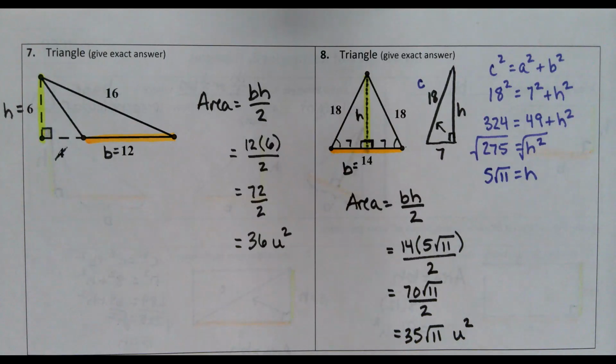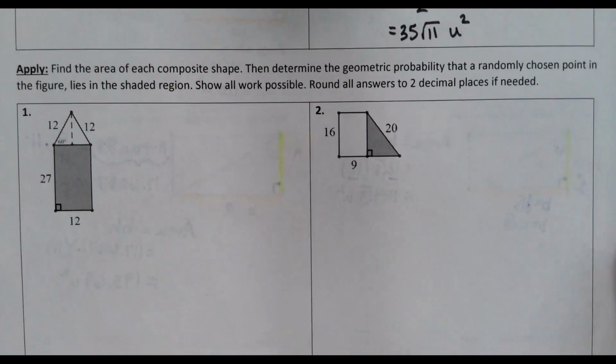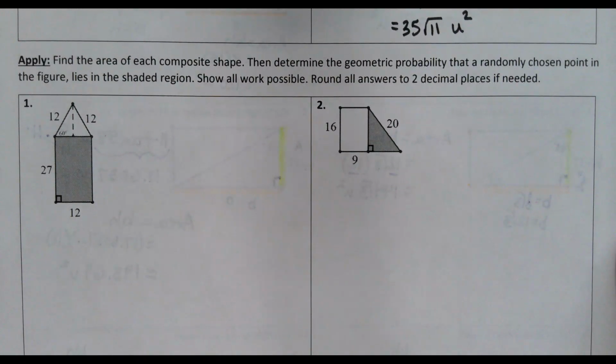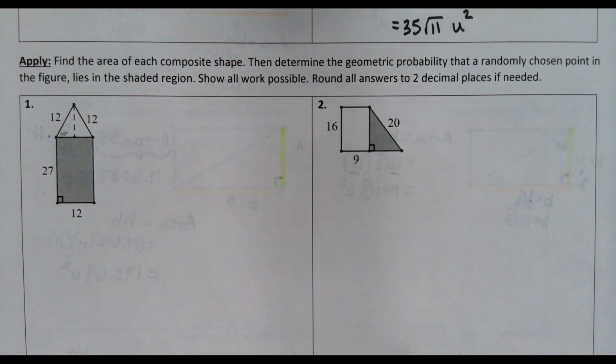All right, we have 2 problems left that are asking us to find the area of each composite shape, and then we're asked to determine the geometric probability that a randomly chosen point inside the figure somewhere lies in that shaded region that's been given. So we have 2 problems to do for each of these, which means we've got a little bit more to do in order to make that happen.